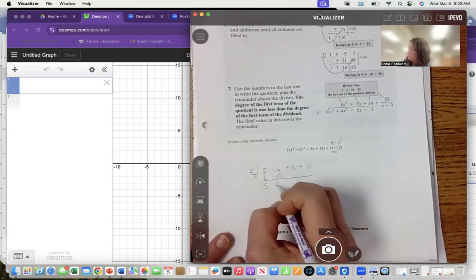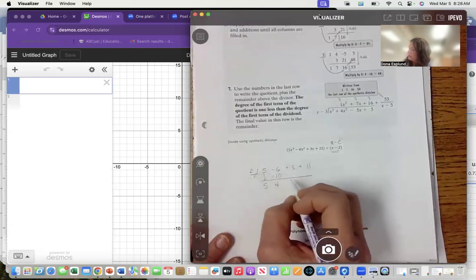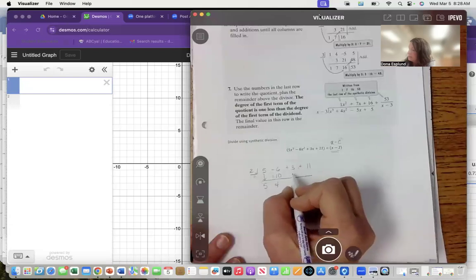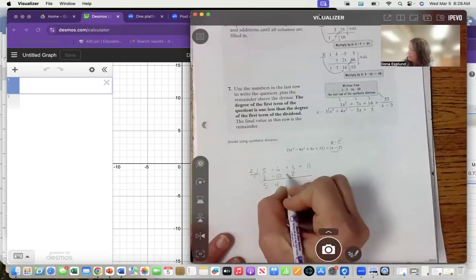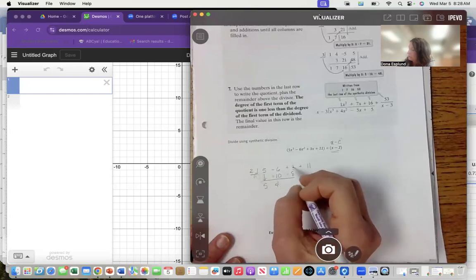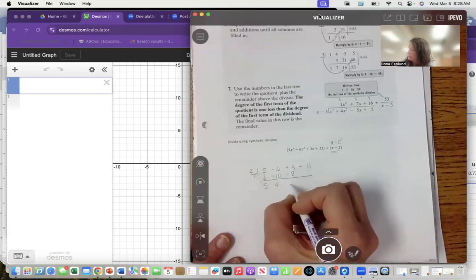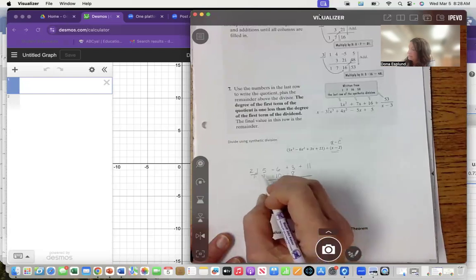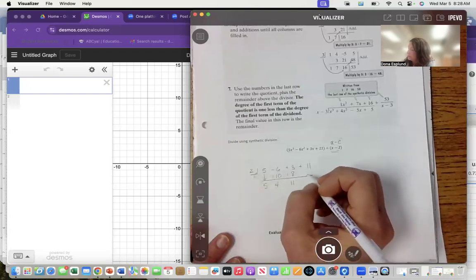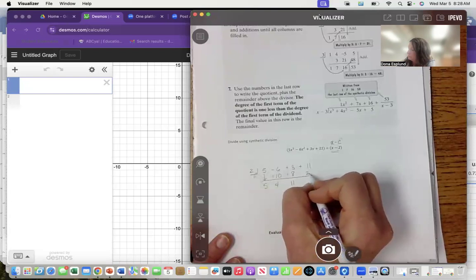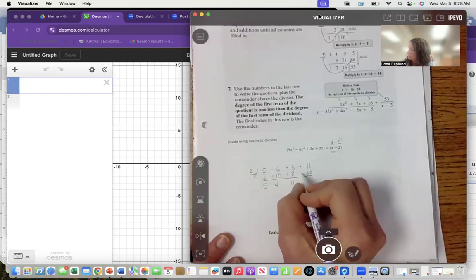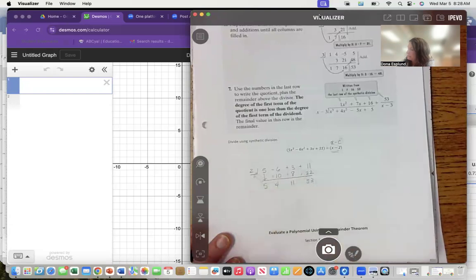Then I'm going to multiply 4 times 2, and 4 times 2 is 8. So I'm going to put 8 here. Again, remember I'm adding, so I'm going to add 3 plus 8, which is going to be 11. And then the last step, I have 2 times 11, which is going to be 22. Then I'm going to add 11 plus 22, and I have 33 as my end.